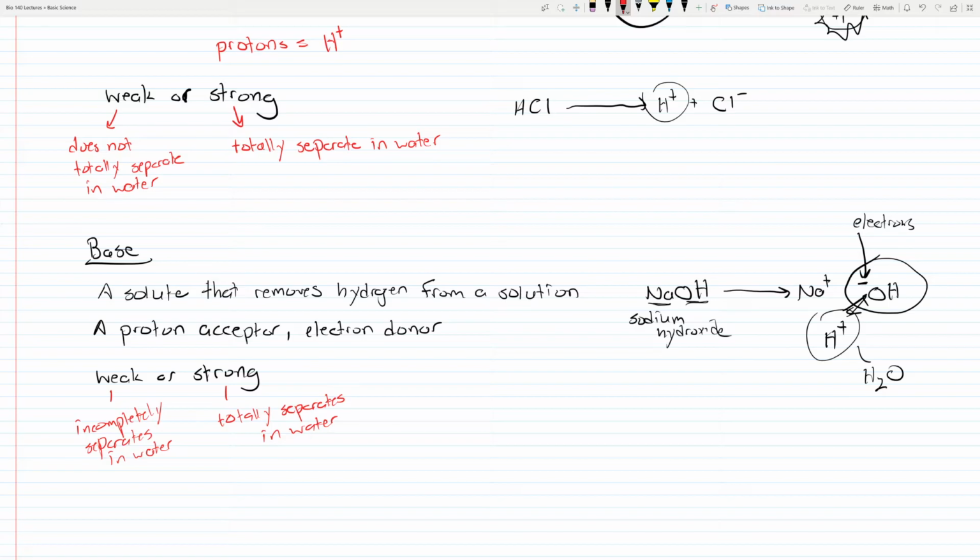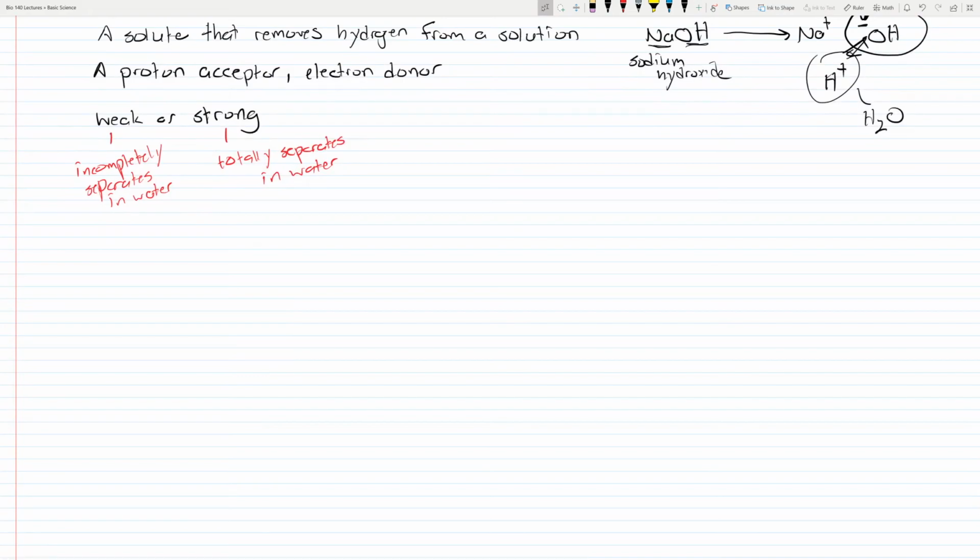So that's the definition of an acid, and that is the definition of a base. Now you're like, well, how do we use them? Why do we care? How do we measure it? So what we're going to do is talk about the pH scale. What the pH scale is, is the hydrogen potential of a solution.